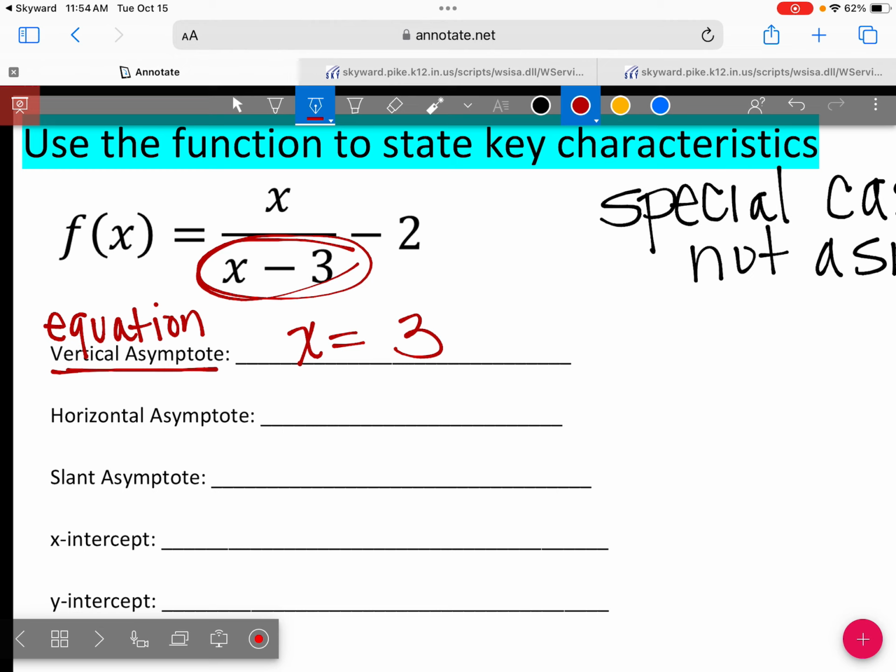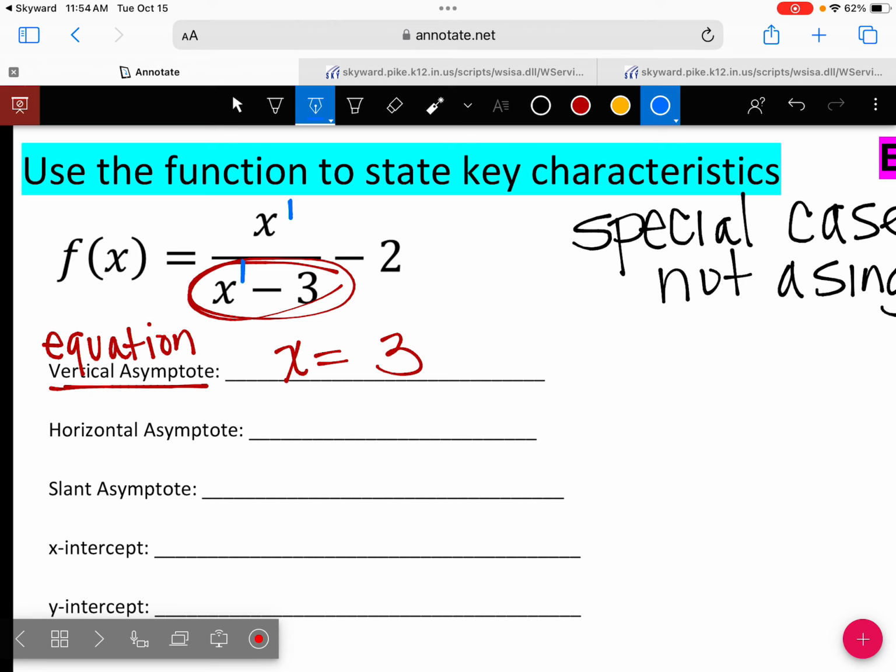This one, is this one top heavy, bottom heavy, or balanced? Balanced, because we have a first degree upstairs and a first degree downstairs. Because it's balanced, we don't have a slant. It's not a slant because you can't have both of these. Everybody look at the screen. You can't have a slant and a horizontal. One of those is not going to be. Okay, so because this one is balanced, it is no slant. If it was top heavy, we would have a slant.